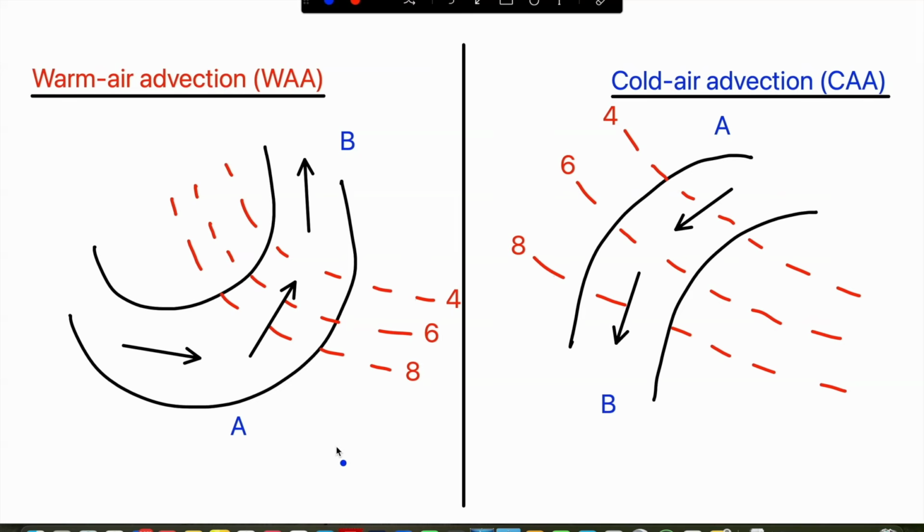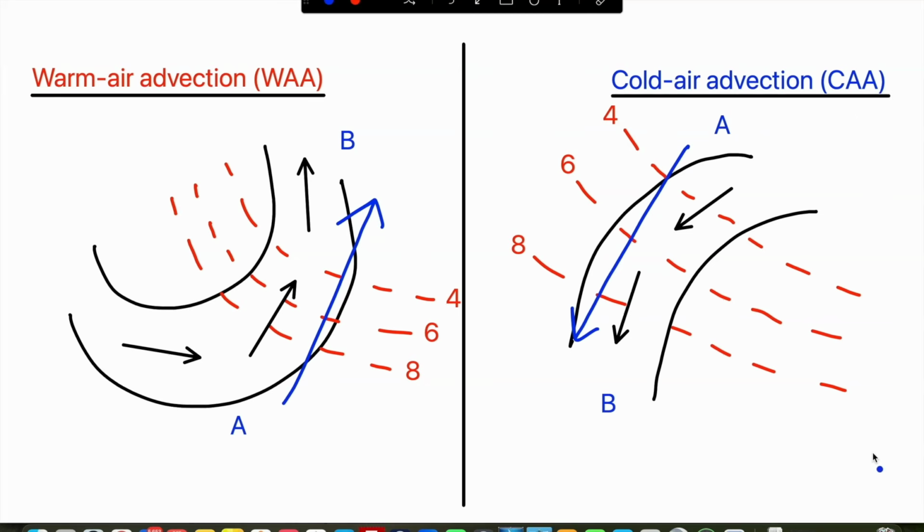In the left-hand example, we notice that the isotherms are decreasing in temperature as we go from point A to point B, meaning that there is warmer air at point A, and so the southerly or southwesterly flow is transporting warmer air from point A to point B, and therefore we have warm air advection. In the right-hand example, we notice that the isotherms are increasing in temperature as we go from point A to point B, meaning that there is colder air at point A, and so the northeasterly flow is transporting colder air from point A to point B, and therefore we have cold air advection.